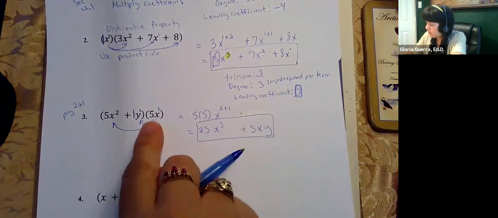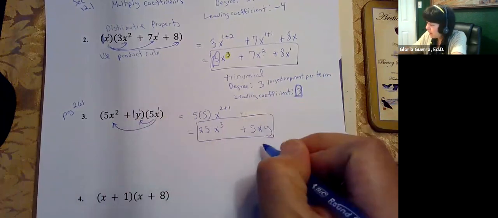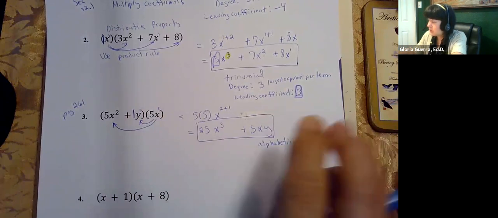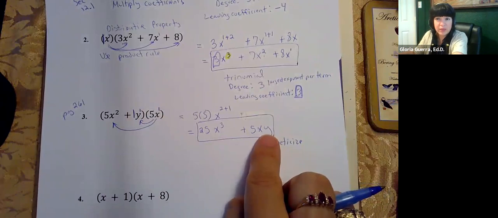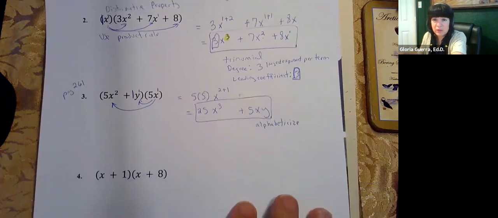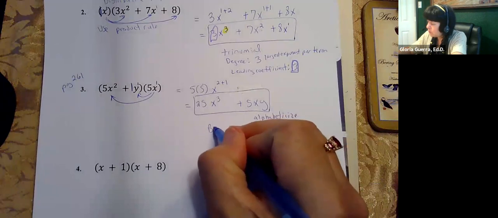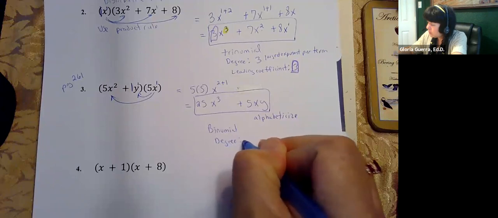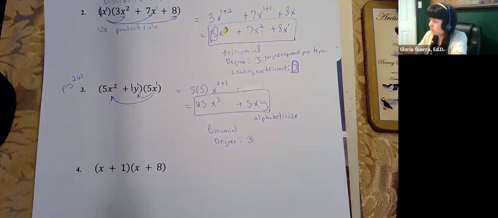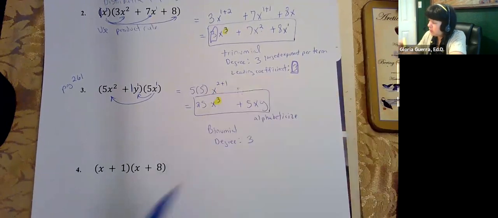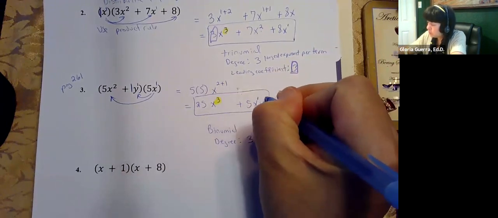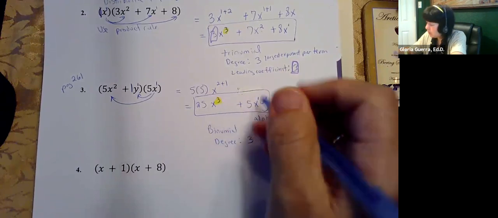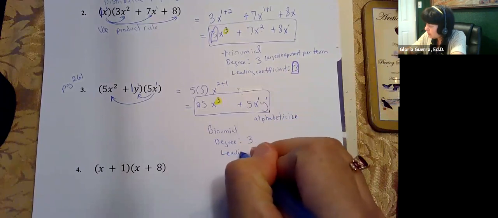This is just 5, and then alphabetize. Alphabetizing, x's come before y's. Don't put yx. It's not alphabetical order. Put 5xy. This is a binomial. The degree is 3 because this 3 is bigger than this 2. This is 1 and 1, which is 2. The degree of this is 2. This beats this. So the degree is 3, and the leading coefficient is going to be that 25.